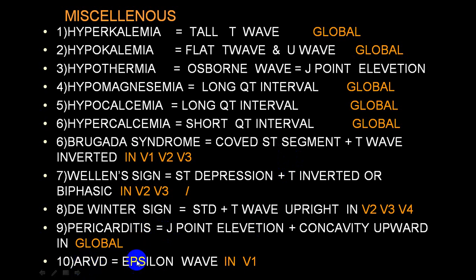In ARVD, we get one small wave after the S wave. The S wave is broad. We call that an epsilon wave. It is mainly seen in V1. It is a genetic disorder where the right ventricle is abnormal and produces a lot of arrhythmias, so it is called arrhythmogenic right ventricular dysplasia. This can produce VT, VF, polymorphic VT, and the person can have sudden cardiac death. If you pick them up early in Brugada and in ARVD, you can advise them for an ICD and prevent sudden cardiac death. So do remember all these conditions.